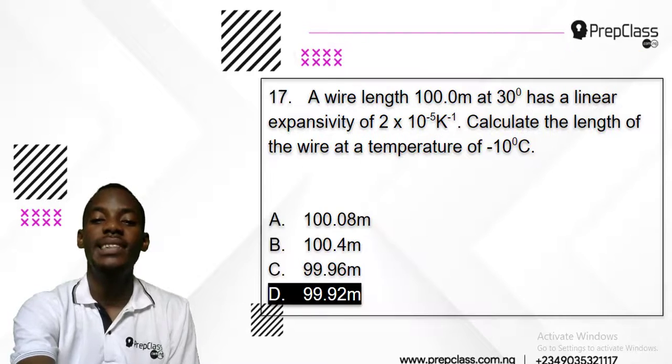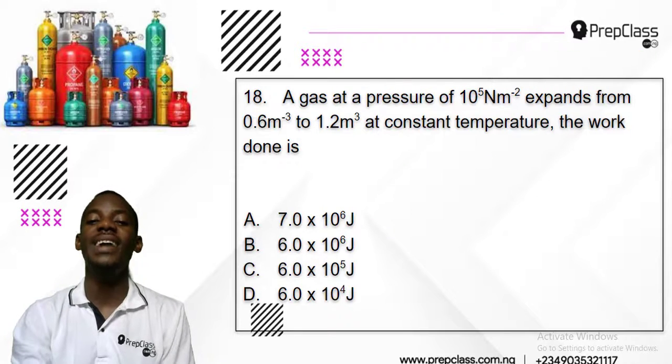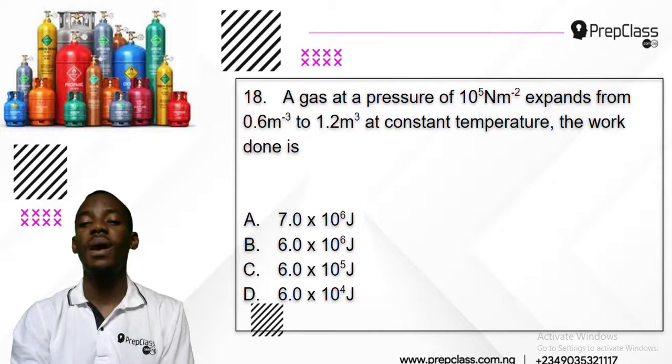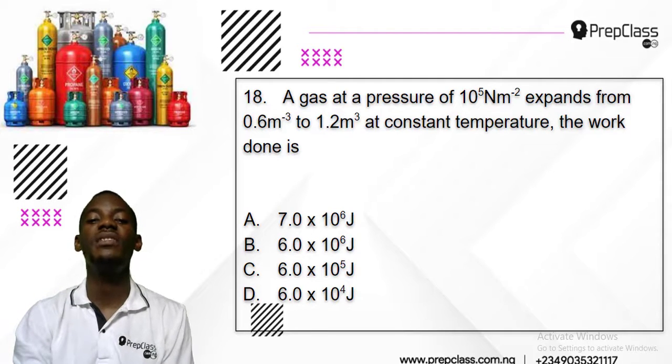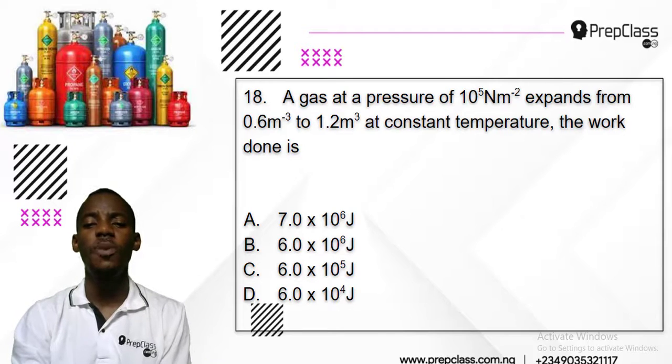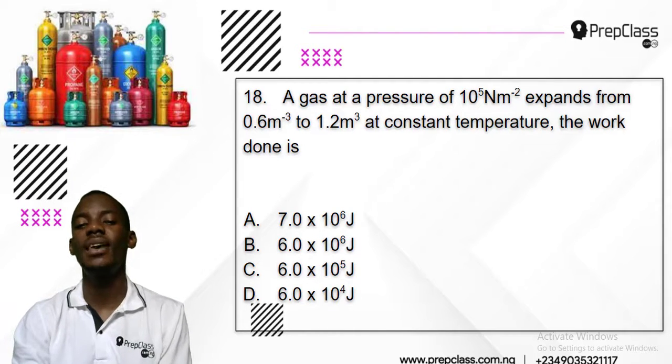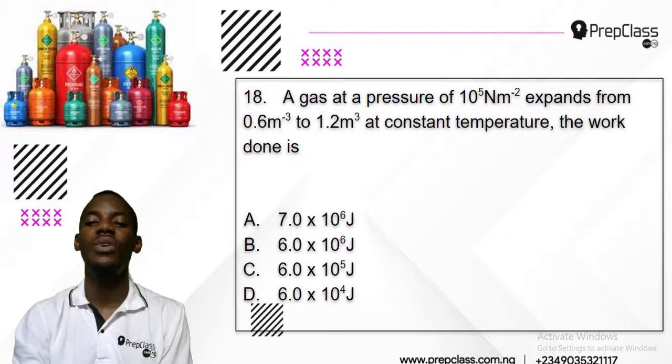Now let's check out number 18. Number 18 says a gas at a pressure of 10 raised to the power 5 Newton per meter square expands from 0.6 meter cube to 0.5 meter cube, at constant temperature. The work done is what?